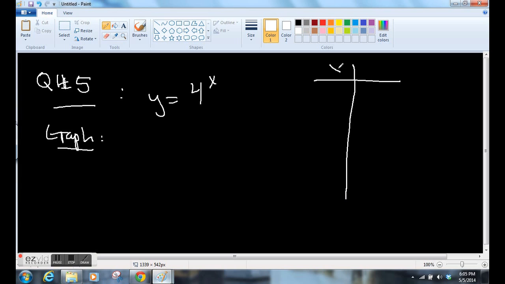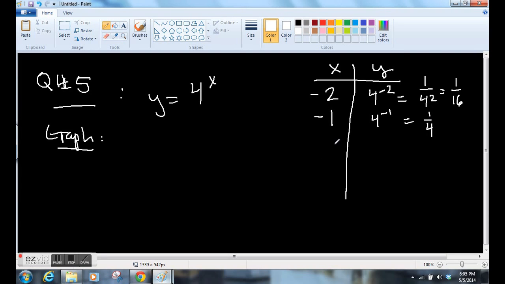So here's a couple of ways to get started with graphs. Plug in some numbers. How's that for exciting? So let's start with x equals -2. So that means y is 4 to the -2, which is 1 over 4 squared. So that's 1 over 16. That's a small number. It's a fraction. If we let x equal -1, we get 4 to the -1. That's 1/4. If we let x equal 0, we get 4 to the 0, which is 1.